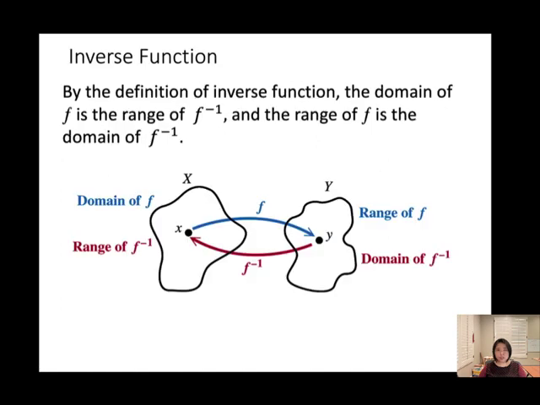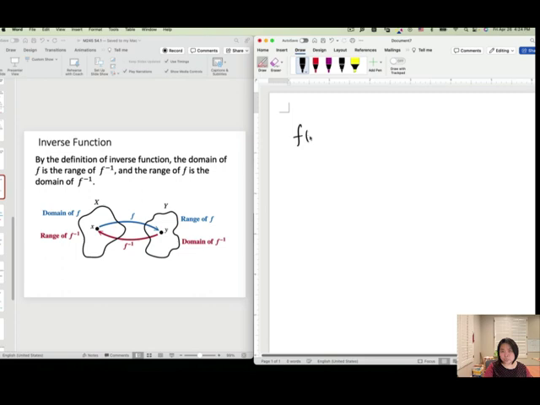By the definition of the inverse function, the domain of f is the range of the inverse, and the range of f is going to be the domain of the inverse. Okay, let me work it out. For example, I have f of x and then I have f inverse of x. If the domain of f of x is equal to the range of the f inverse function, they are equal to each other.